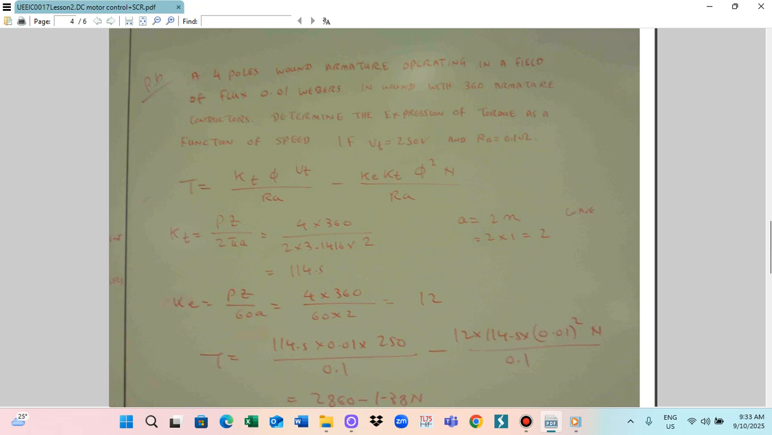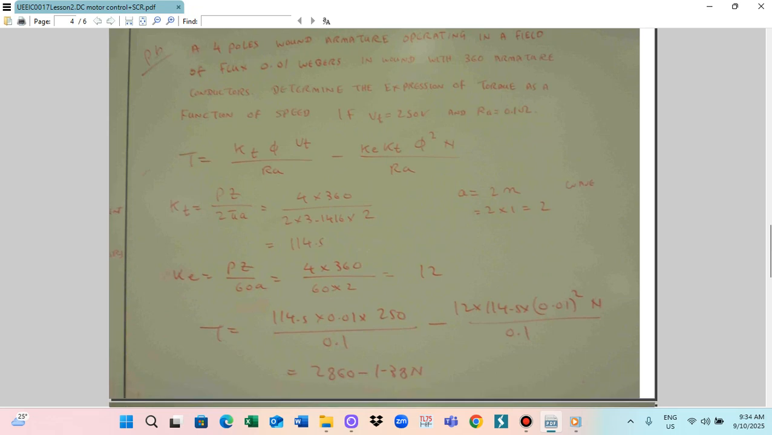So this is the equation. Normally we have to write the expression of the torque equation. We use a generalized equation here: KT into phi VD divided by RA minus KE KT phi square N divided by RA. So this is the generalized expression of the torque equation. This shows that torque is a function of the speed.